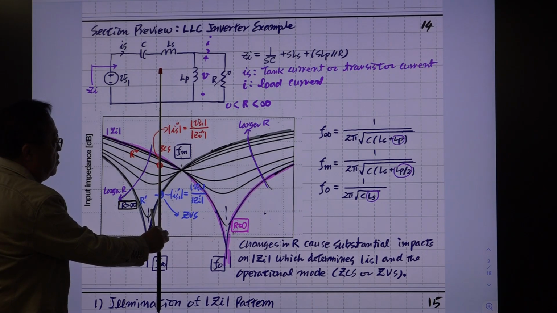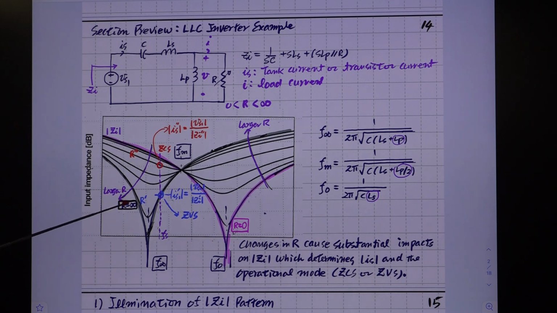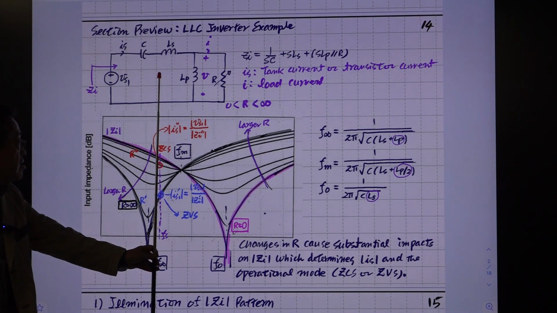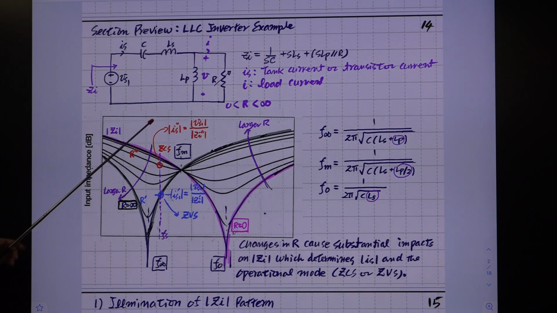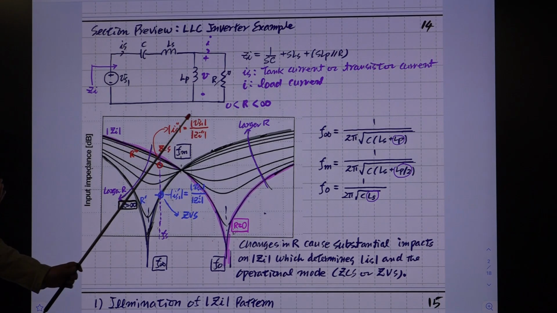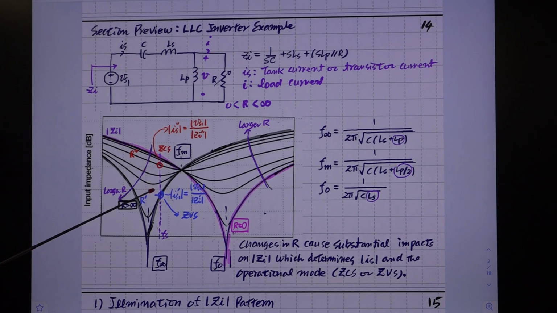Suppose you select Fs here, then when R is R prime, maybe a relatively large value, the input impedance is this one, then this is Is1. Is at operating point 1 is given by this, so you know the magnitude of the tank current. Furthermore, you know this is, no, this is GBS operation, because the input impedance slope is positive. This is the inductive area. So at this point, the converter is in GBS.